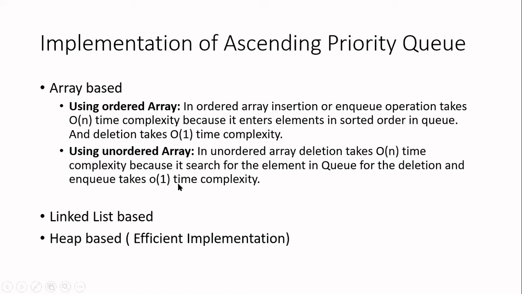Whereas if you want to delete an element, they are not sorted in order, but I want to remove the element. Which element can I remove? Only the element with highest priority. But I don't know where the element with highest priority is present in the array. So I have to search the entire array. That is, I have to search all the n elements. Then I have to find where the element with highest priority is present. Then only I can delete it. So in case of unordered array, insertion takes only order of 1 time complexity, whereas deletion takes order of n time complexity. Just the reverse of each other. Okay. Now, we are going to see one example to understand this array-based implementation.